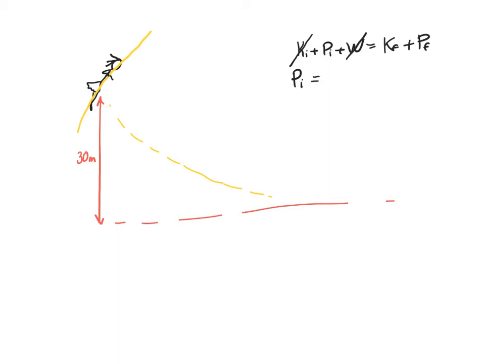Equals kinetic final is what we're looking for, because they're asking how fast is he going to be going. So if we're interested in that, we're interested in the kinetic final. And if he's down on the ground at the end, the potential final's gone. So if we can just go find this initial potential energy, we're going to know our kinetic final. How do we do that?